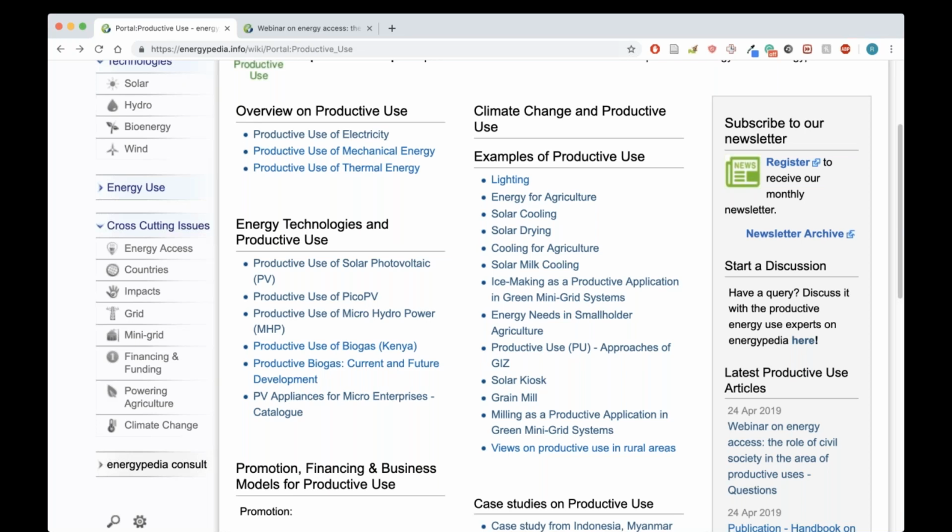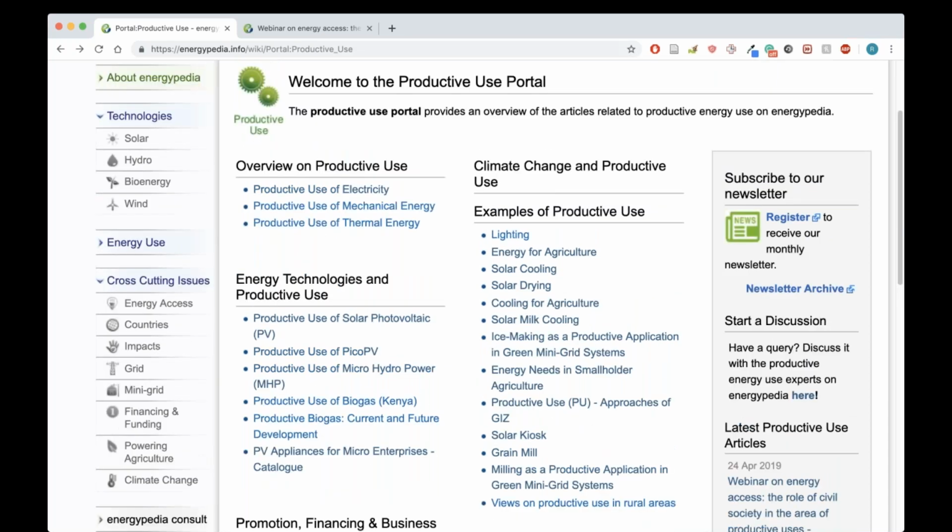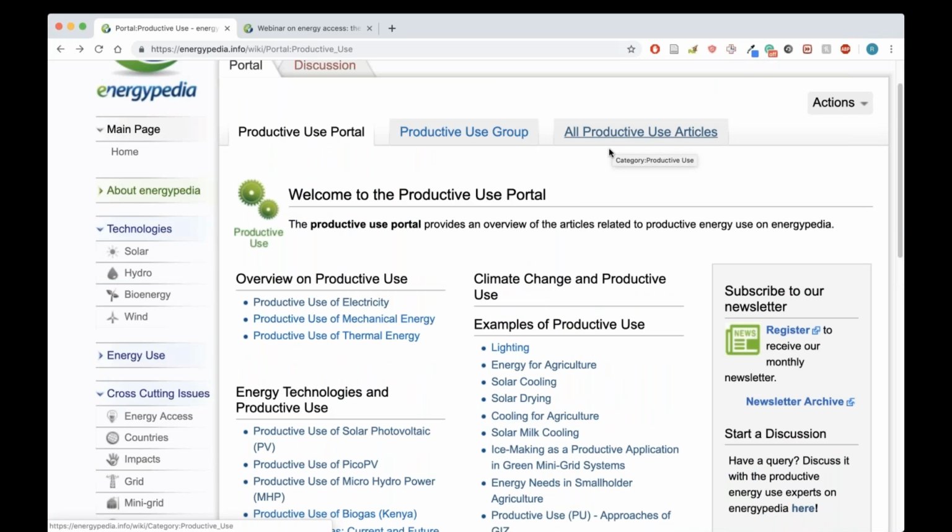And these are just a snapshot of what is available on Energypedia. If you go to all productive use articles, you can see everything, all the articles and publications that we have hosted.